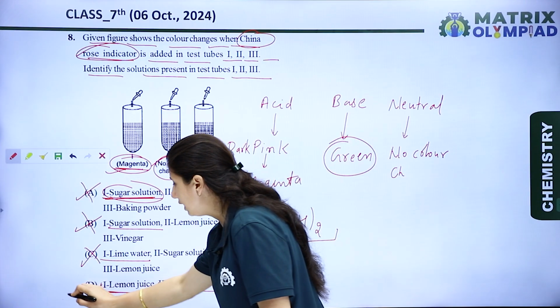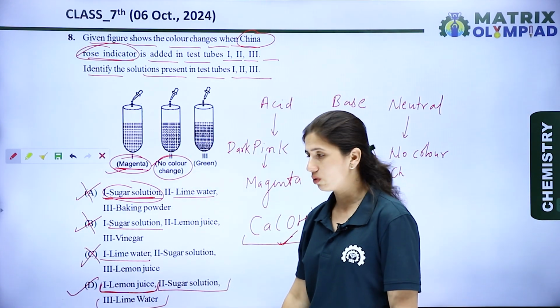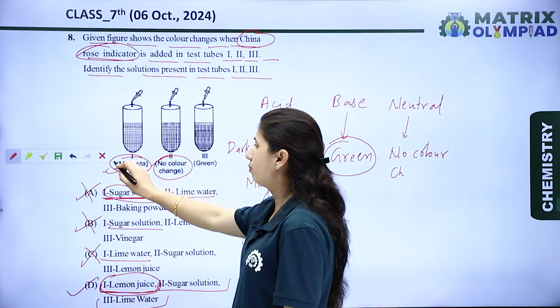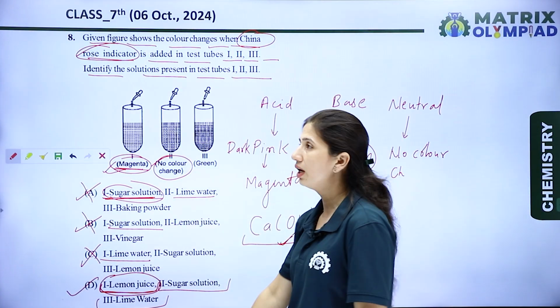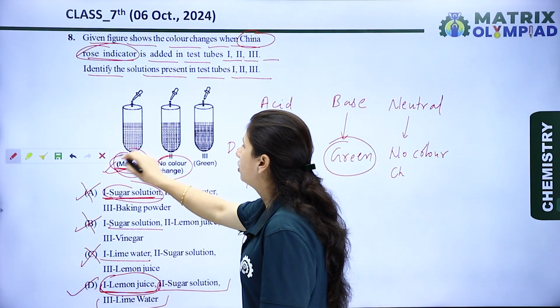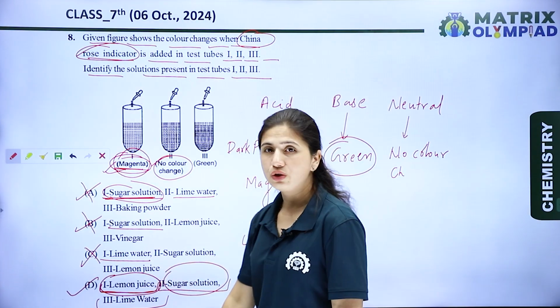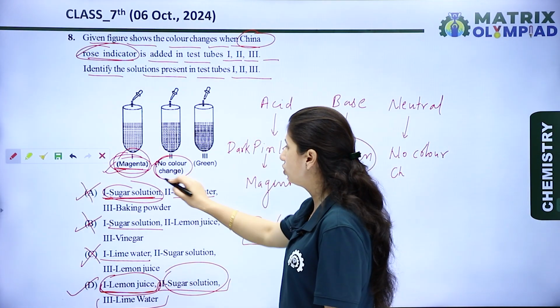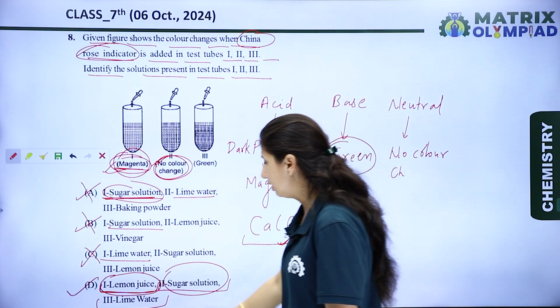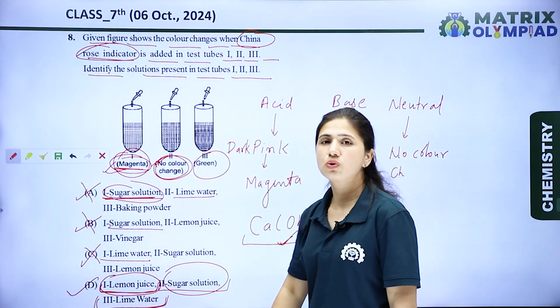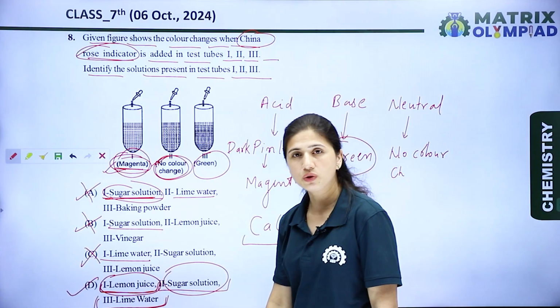So option D is the right option for this question. Lemon juice is acidic in nature, so because of its acidic nature, it converts the China rose solution into magenta color. Sugar solution is neutral, so there is no change in color. And the last one, lime water, is basic in nature, so it converts the solution into green color.